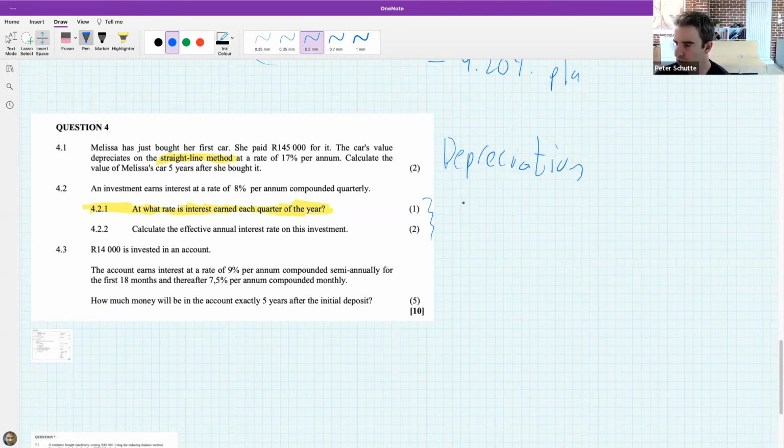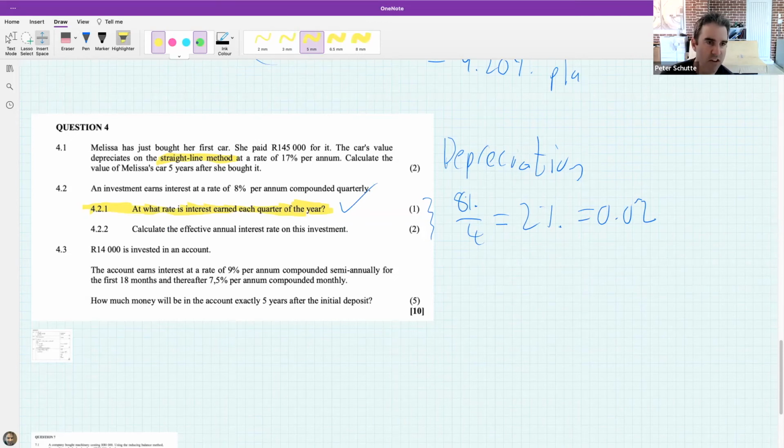A couple of students have locked the answer in. Very, very nice, guys and girls. Indeed, it's just going to be 8% divided by 4, which is going to be 2% or 0.02. Simple as that.